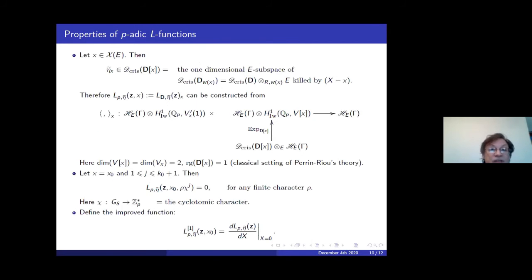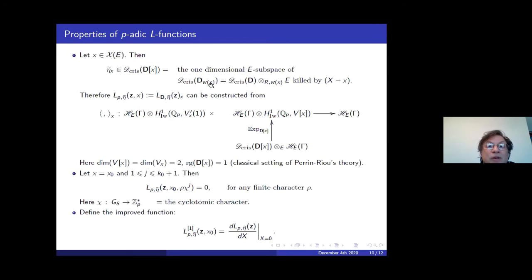What are properties of these P-Adic L-functions? Let's first consider what happens if we take an arbitrary point x over space X. Then the explicit construction of eta tilde implies that its specialization at x lives in some one-dimensional E subspace of this module.